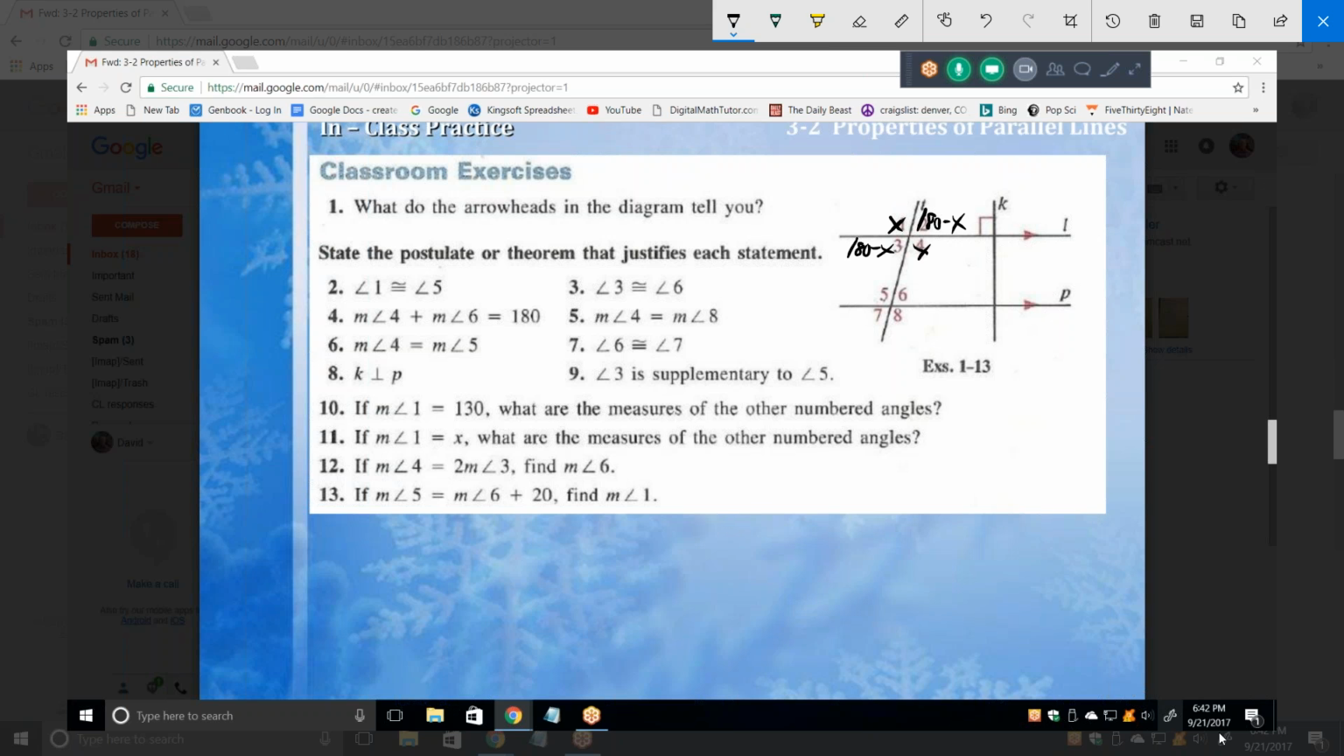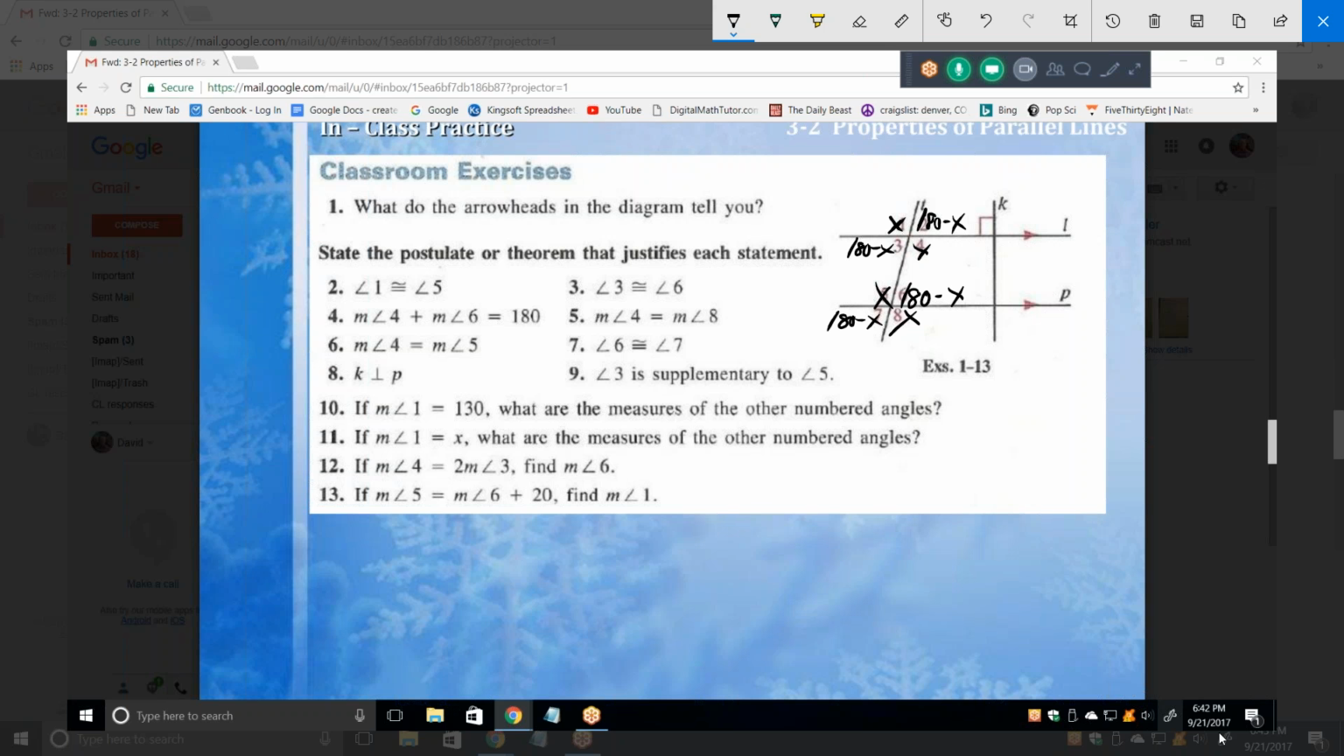5 is 180 minus x. Uh-uh. Look at 5, it's obtuse, so is x. Yes, they're larger. They're corresponding angles, so they're equal. And then this one is 180 minus x. Okay, 180 minus x. And that one's x. Okay.